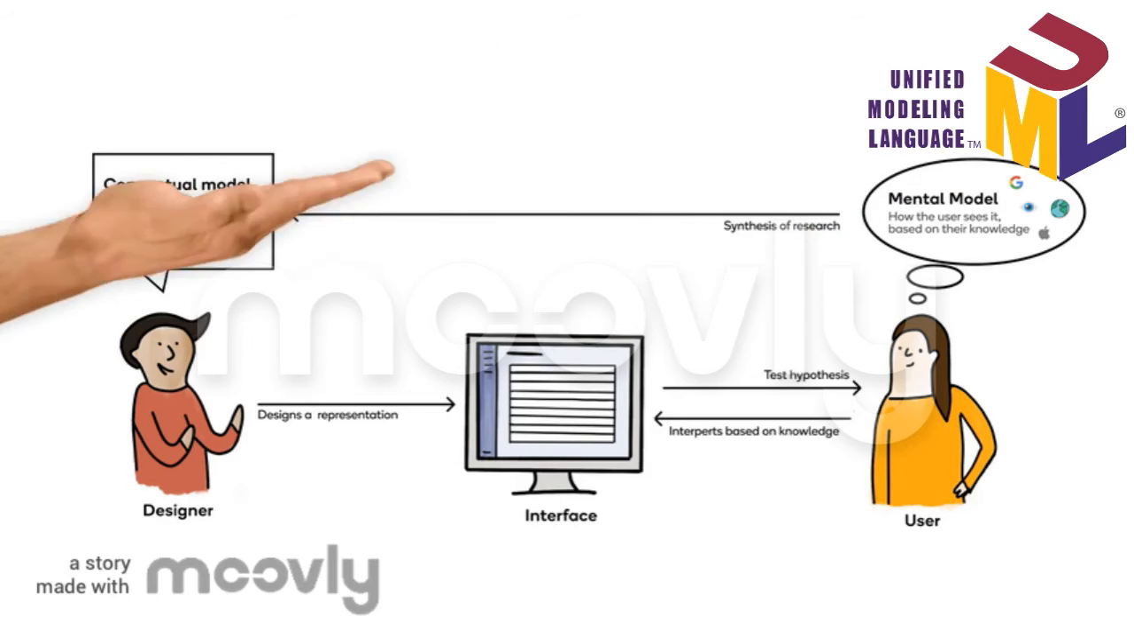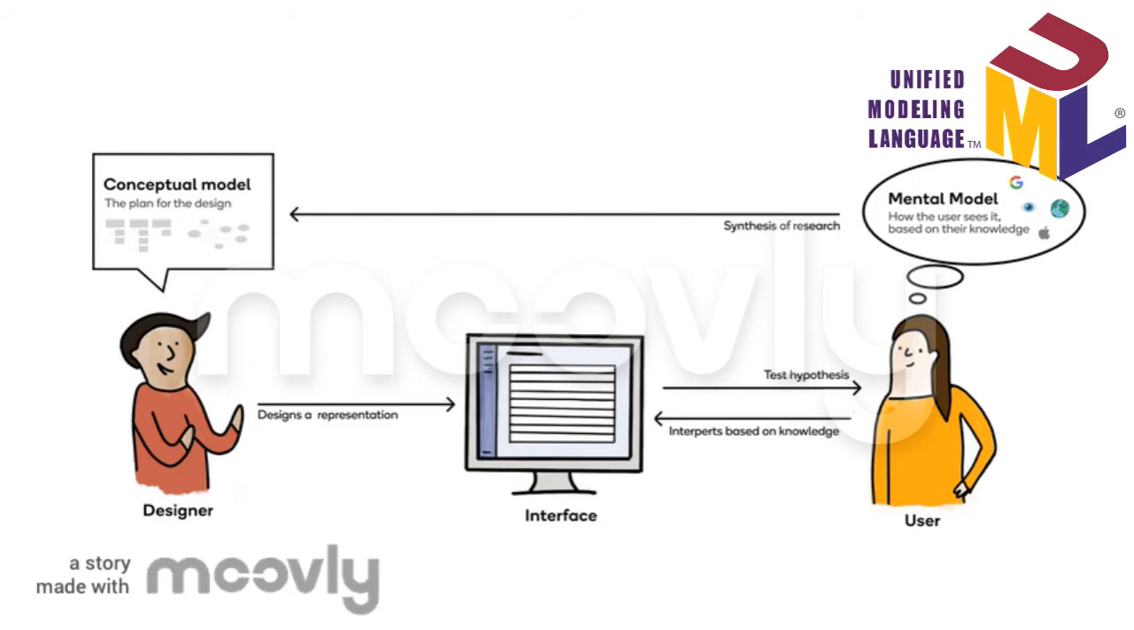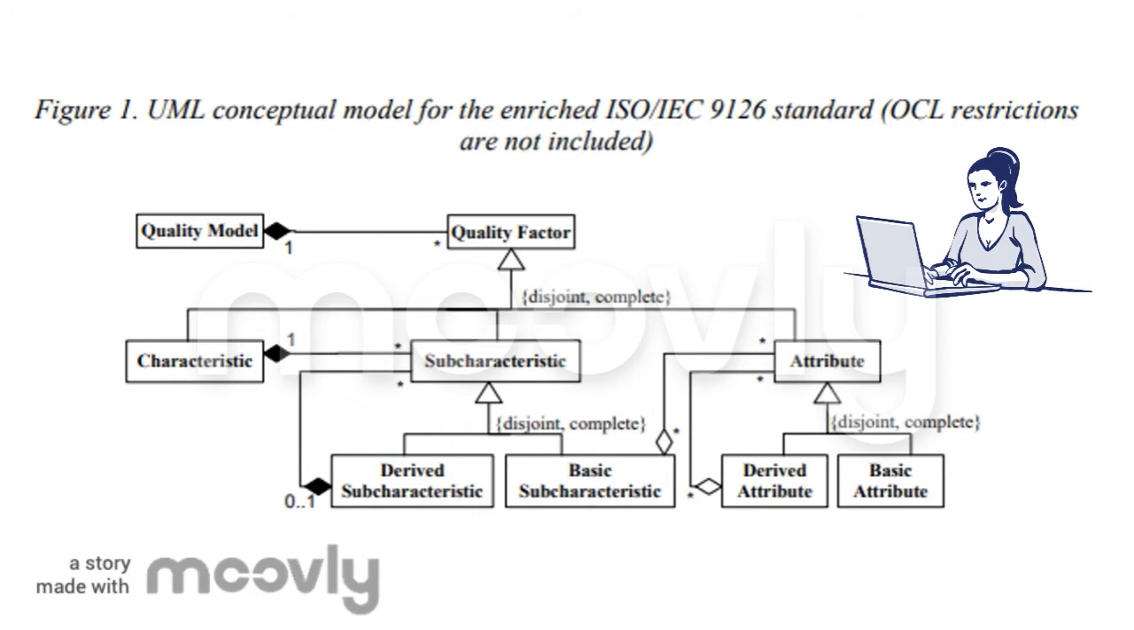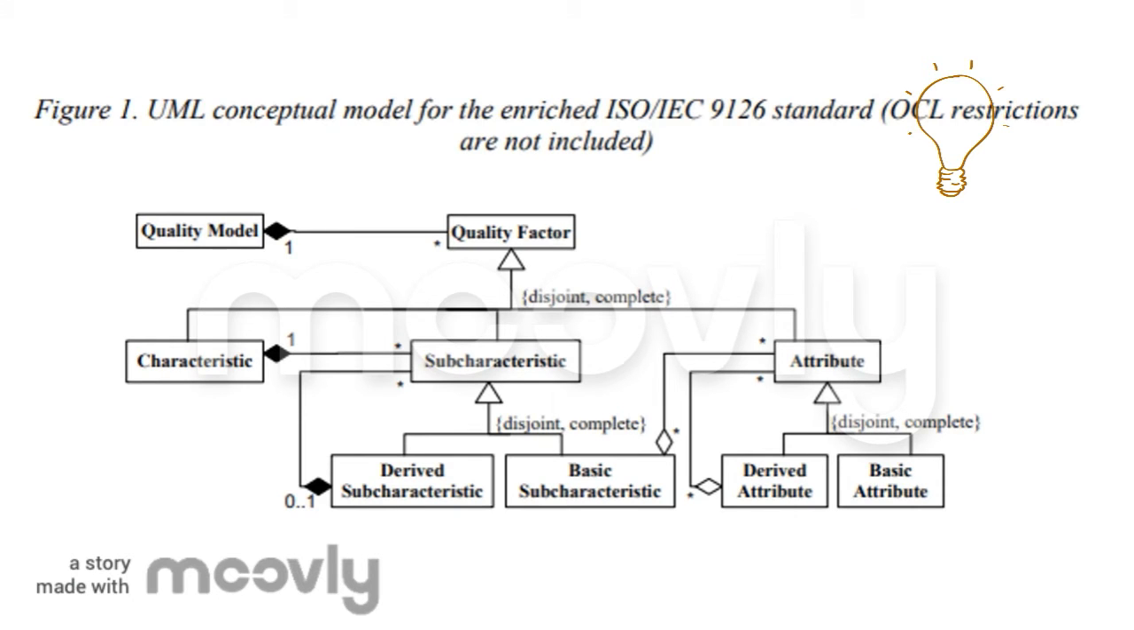In order to allow a precise understanding of the standard ISO IEC 9126 and the refinement and enrichment proposals presented in previous clips, we have developed a conceptual model using UML class diagrams. This model gives an unambiguous and complete view of the quality framework and allows a precise understanding of all the enclosed concepts and relationships between them. It facilitates the construction of quality models and can be used as the basis for the development of a tool for supporting the quality model.